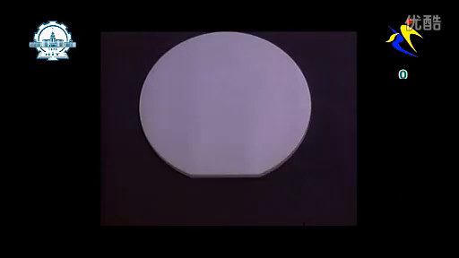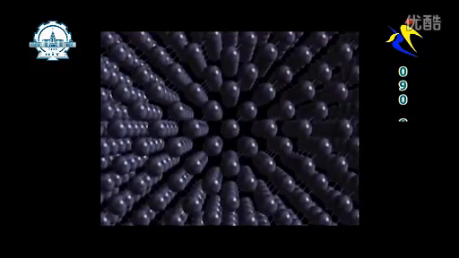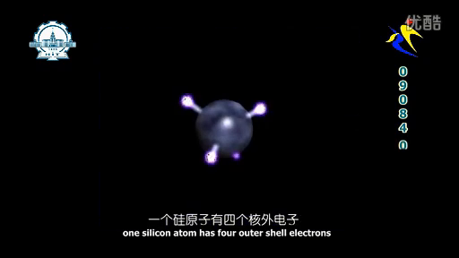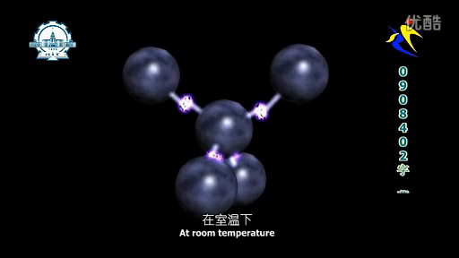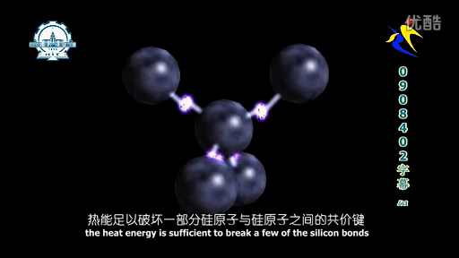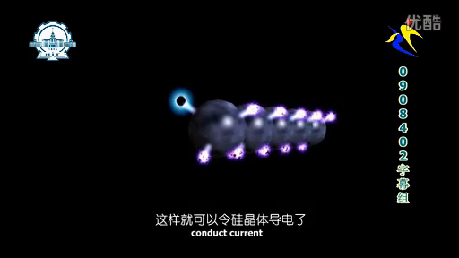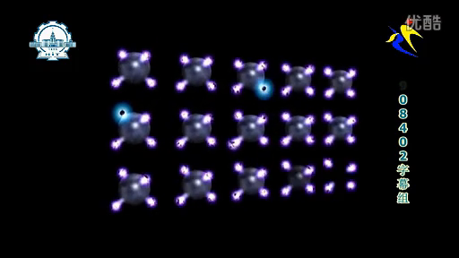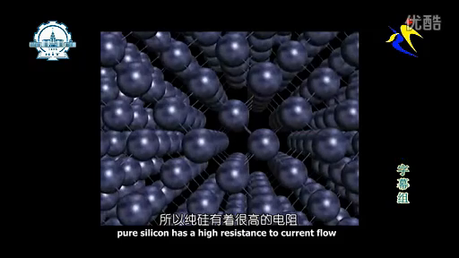To see how this occurs, let's begin by looking at the molecular structure of a silicon wafer. Here we find that one silicon atom has 4 outer shell electrons that bond covalently with neighboring silicon atoms. At room temperature, the heat energy is sufficient to break a few of the silicon bonds. These free electrons, or negative carriers, conduct current, as do the empty holes, or positive carriers. Because the number of free carriers is so small, pure silicon has a high resistance to current flow.